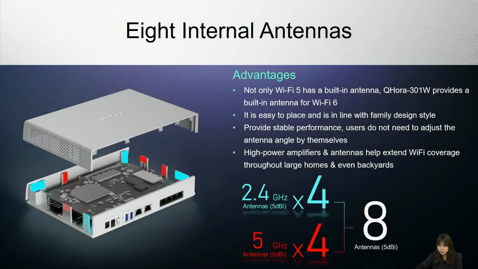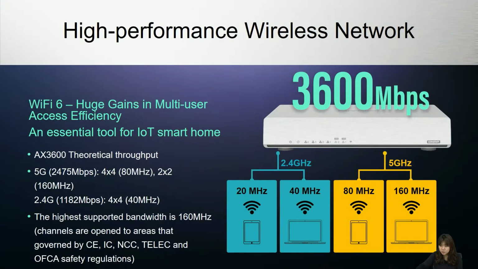We provide 8 antennas for the 2.4 GHz band and 4 antennas for the 5 GHz band. This router provides up to 3600 megabits per second wireless speed, calculated from both bands, 5G and 2.4G. You can select the 160 megahertz bandwidth if you are in an area governed by safety regulations such as CE, NCC, TELEC, and OFCA. When your area is governed by these regulations, you are able to enable the 160 megahertz channels.